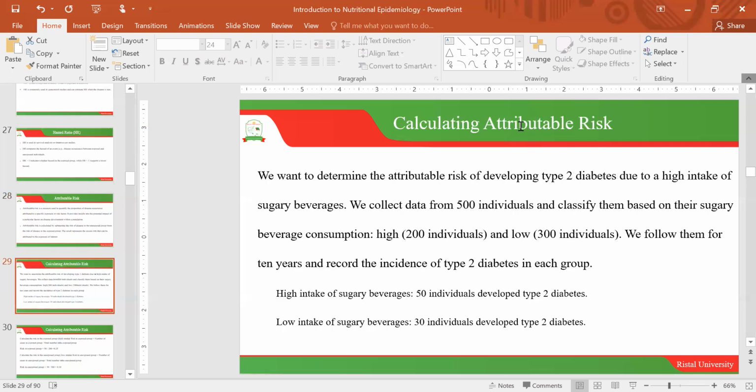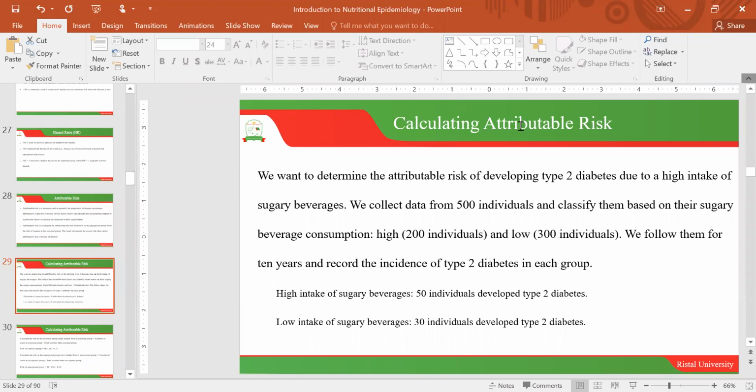We have an example here. You have 500 people. One group takes a lot of sugary drinks, another group does not. Those who take a lot of sugary drinks are 200. Those who take less are 300. You follow them for a period of 10 years and then see who develops diabetes type 2.